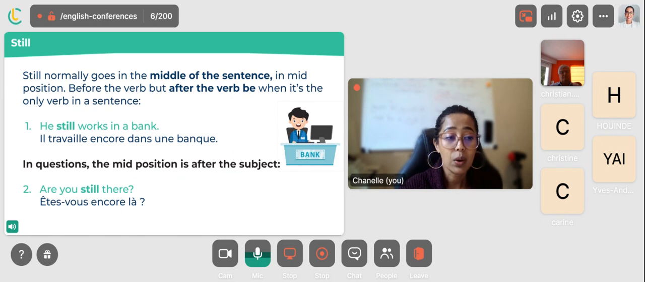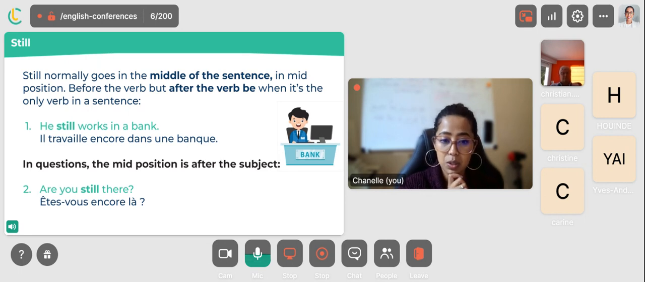Still normally goes in the middle of the sentence, in mid position. That means before the verb, but after the verb be, when it's the only verb in the sentence. For example, he still works in a bank. So there you can see we are using the verb work. So therefore it will go between the subject, the person who is doing the action, and the verb.